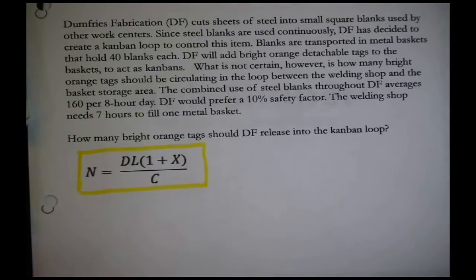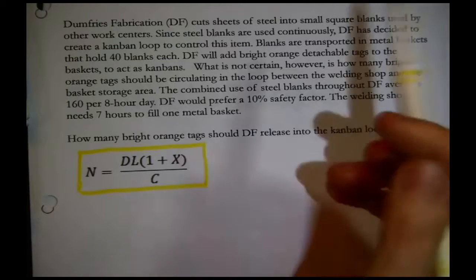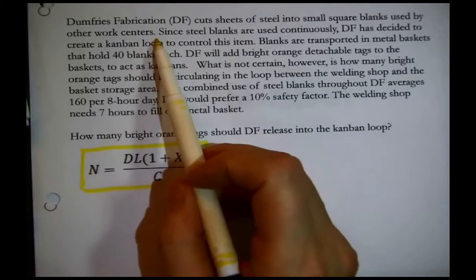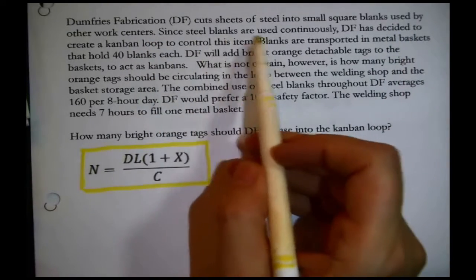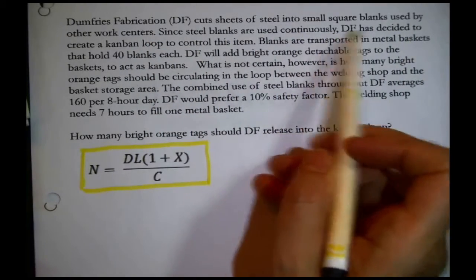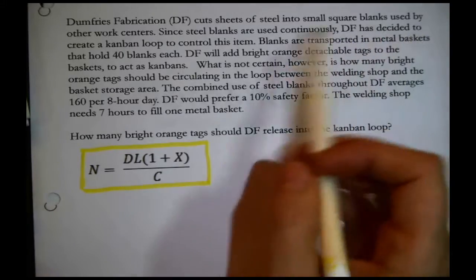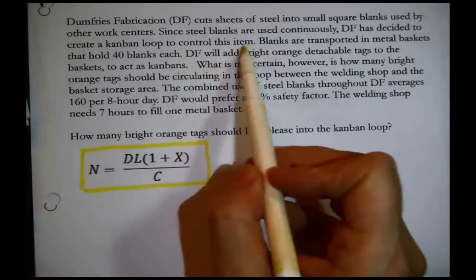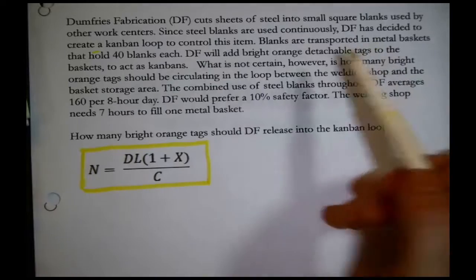Let's look. Dumfries Fabrication cuts sheets of steel into small square blanks used by other work centers. Since steel blanks are used continuously, Dumfries Fabrication has decided to create a Kanban loop to control the item. So we're setting up a Kanban loop.